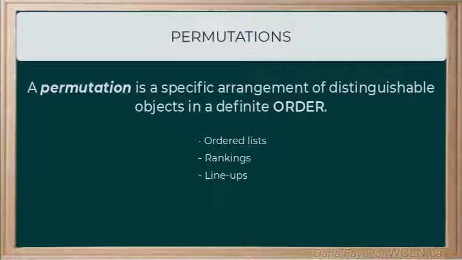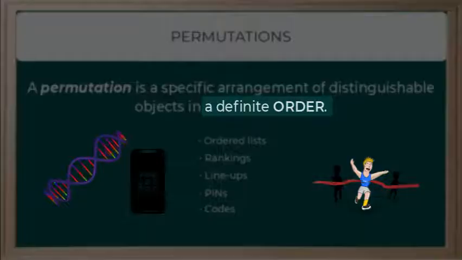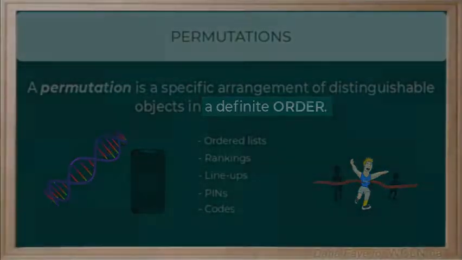For example, we may count the number of ways runners could place in a race, the number of possible pins or passcodes to a phone, or if we wanted to connect this to biology, we might count the number of ways the chemicals in our DNA molecules can be arranged that create different genes. The thing I want to stress here is that in all of these scenarios, order is particularly important.